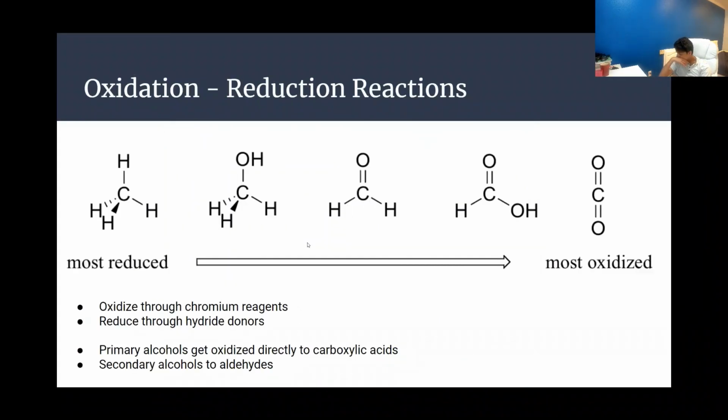Last slide. Let's get it. Okay, so oxidation reduction reactions. Most reduced and most oxidized: methane is the most reduced form of these carbon compounds. Then you have alcohol, then aldehyde or ketone, then carboxylic acid, and then carbon dioxide.